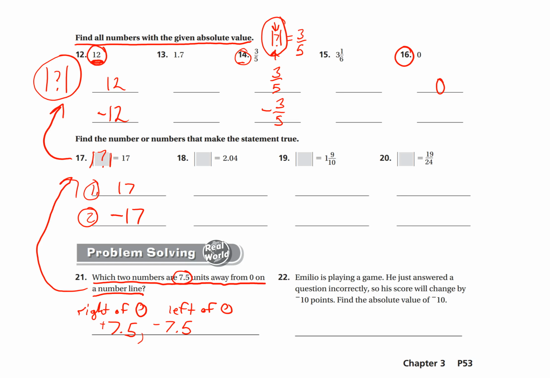All right. Number 22, Emilio is playing a game. He just answered a question incorrectly. So his score will change by negative 10 points. Find the absolute value of negative 10. Well, that's easy. We're just finding the absolute value of negative 10. So how many units away from 0 is 10? And I'll let you go ahead and answer that on your own. Of course, if you have questions, you can always raise your hand.